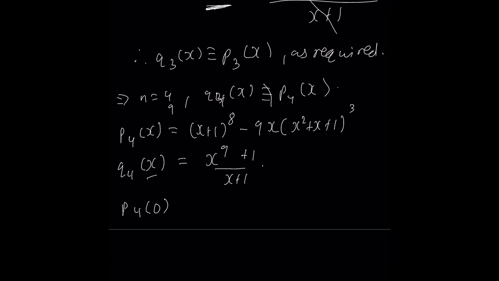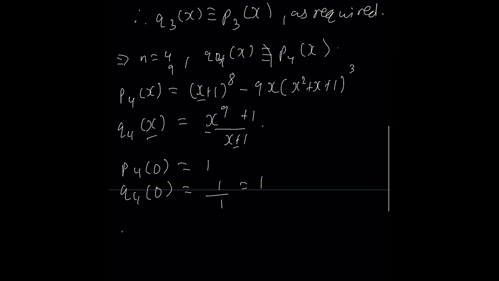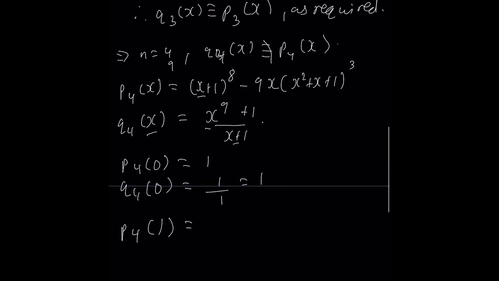So P4 is 0 plus 1 to the power of 8, which is 1, minus 9 times all of that, which is just 0. So it's just 1. And then Q4 of 0 is 0 to the 9 plus 1, so just 1 over 0 plus 1, which is 1. Okay, so it holds in that case, but it probably doesn't hold for every case, because we're proving that it does not. Okay, so let's sub in 1.